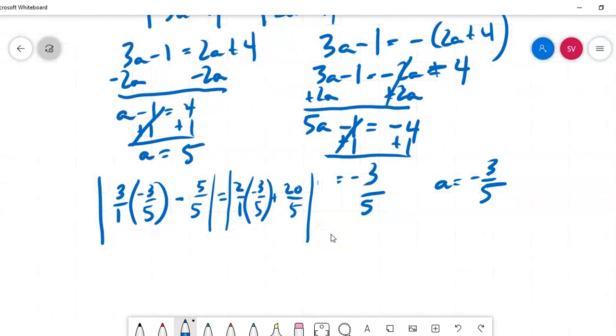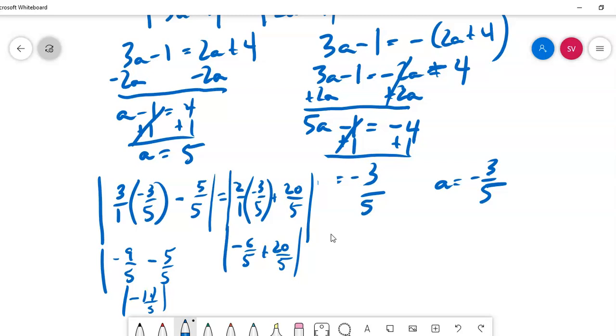So let's see what we get. Minus 9/5 minus 5/5 is minus 14/5. The absolute value of minus 14/5 is 14/5. And then here we have minus 6/5 plus 20/5 gives me 14/5. What's the absolute value of 14/5? 14/5. So after you get rid of the absolute values, this minus sign will go away. There's no sign on the 14/5 anyways over here. So this minus 3/5 checks out.